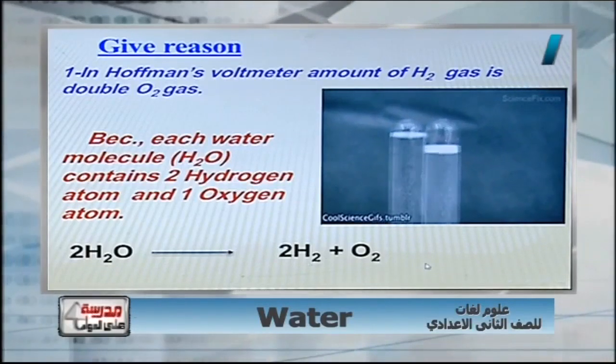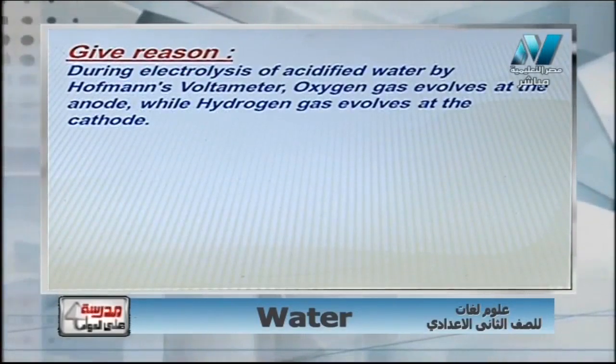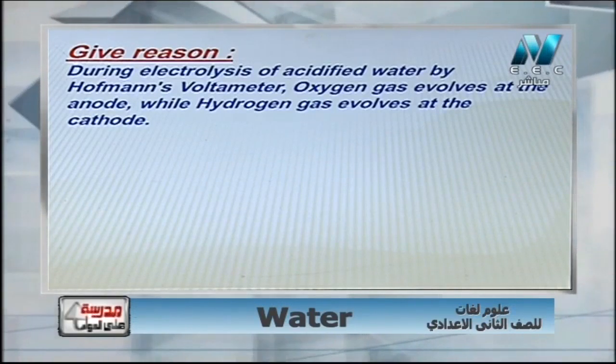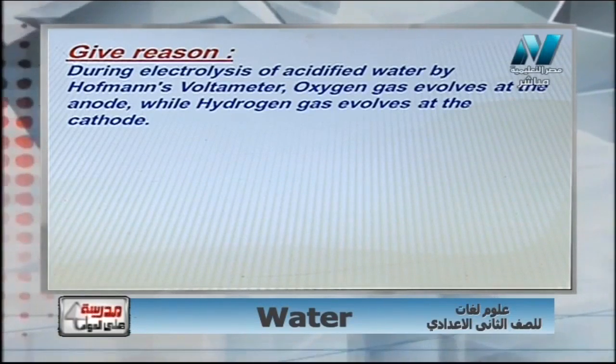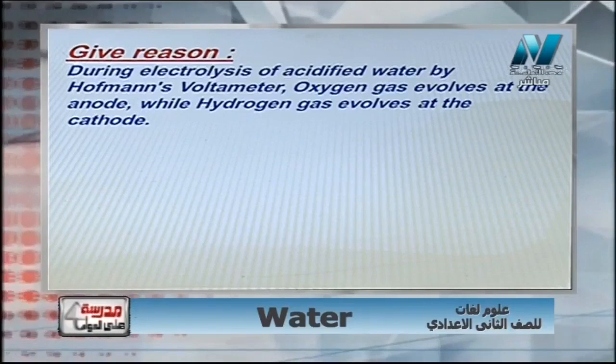Again, give reason: during electrolysis of acidified water by Hoffman's voltameter, oxygen gas evolves at the anode.